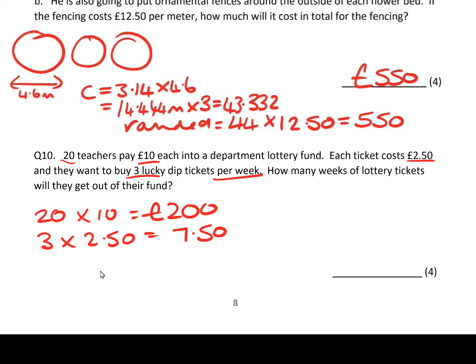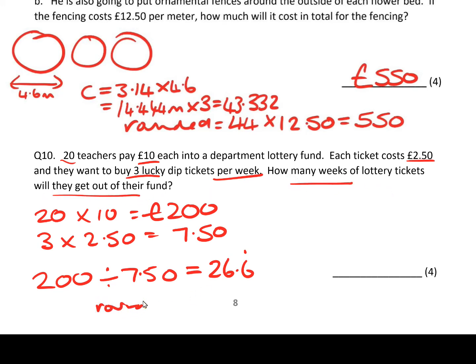So in order to work out how many weeks they're going to get, it's the fund, which is £200, divided by the weekly amount, will tell us how many weeks we will get from our initial fund. So 200 divided by 7.5 equals 26.6 recurring weeks. So how many weeks of lottery tickets will they get out of their fund? Well, this time we really need to round it down to 26 weeks. So they get 26 full weeks and they'll have a little bit of money left in. So 26 weeks of tickets. And that's worth 4 marks.